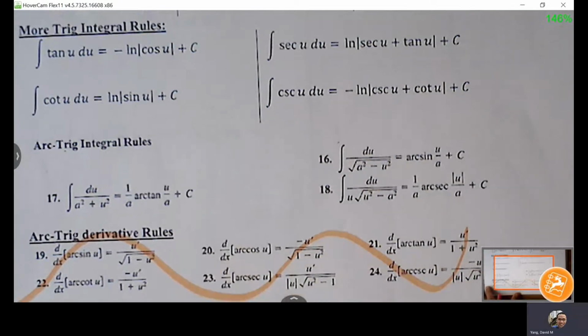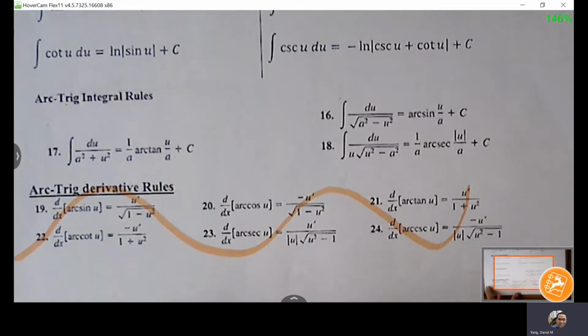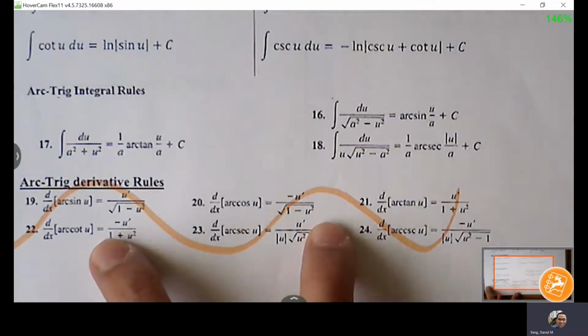So you have to know the arc trig derivatives? Yeah, don't have to know the arc trig derivatives. No, not for this test.